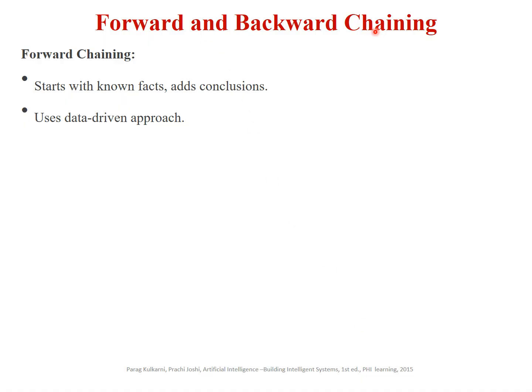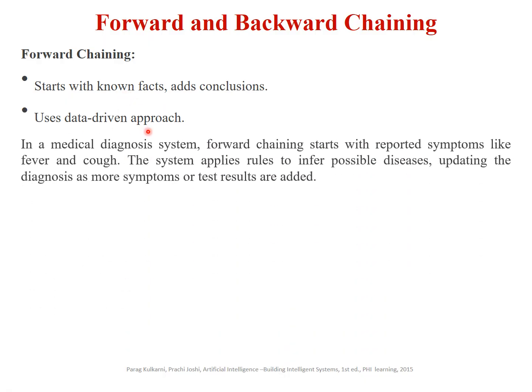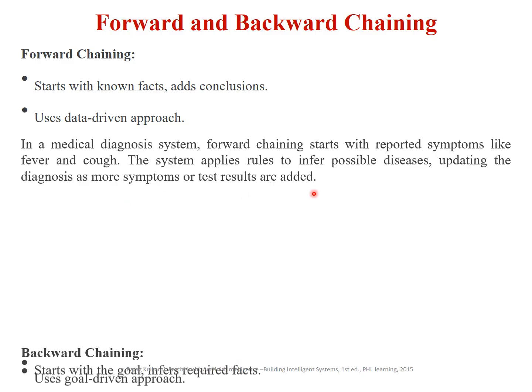Forward and backward chaining. In forward chaining, we start with the known facts and we keep adding the conclusions. We use a data-driven approach. For example, in a medical diagnosis system, we start with the symptoms, like fever and cough. The system applies rules to infer the possible disease and it updates the diagnosis as more symptoms or test results are added to it.